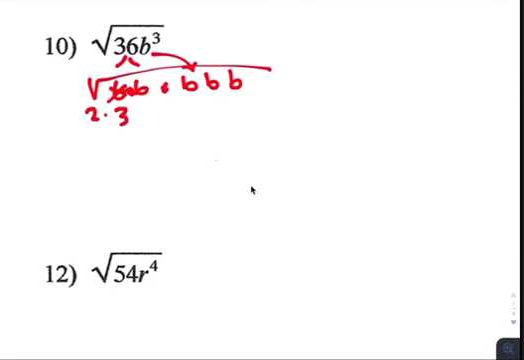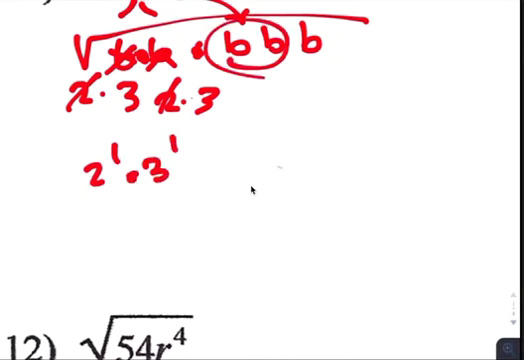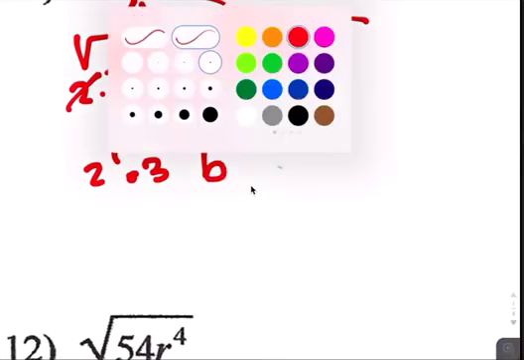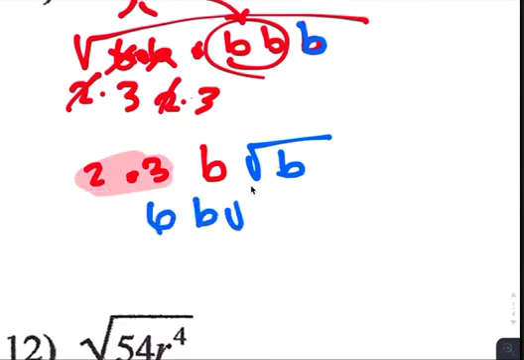You can go further. Okay, we'll just keep the same rule. 2 times 3, 2 times 3. So you got one pair of 2 to the first times 3 to the first, and B to the first. The other one, B doesn't have anything. Okay, now you can eliminate the exponent of 1. These make 6b square root of b.